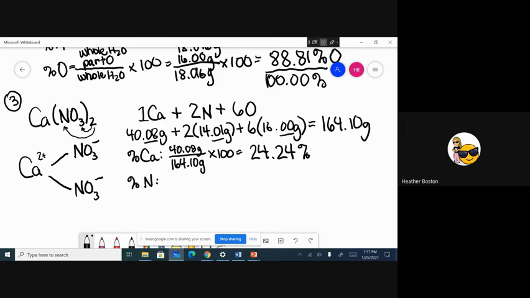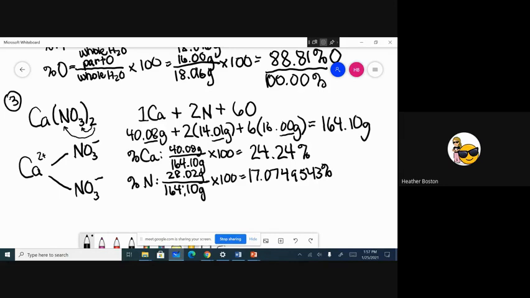Percent nitrogen would be 2 times 14.01, so 28.02 grams over 164.10. Multiply it by 100 to turn it into a percent. And then in your calculator, we're going to write down what the calculator tells us in its entirety. It says 17.07495543.